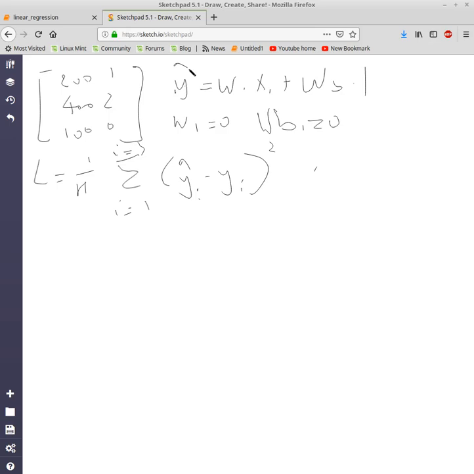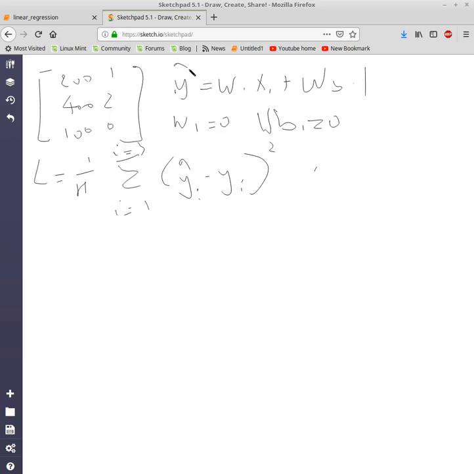So we can take the derivative with respect to both W1 and WB to see how changing W1 and WB will affect or change the loss, when W1 is equal to 0 and WB is equal to 0. We do this using multivariable calculus or partial derivatives.